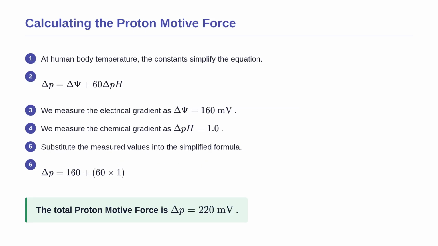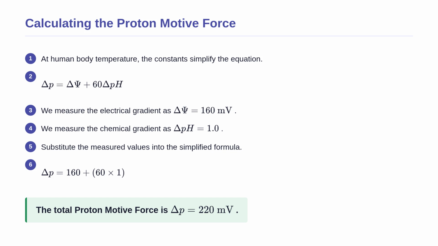Let us put this concept into practice with a realistic biological scenario. Imagine a healthy mitochondrion inside a human muscle cell. At human body temperature, the complex constants in our formula evaluate to roughly 60 millivolts, giving us a simplified equation. We are given an electrical gradient of 160 millivolts and a pH difference of 1 unit. We plug these values into our simplified formula.